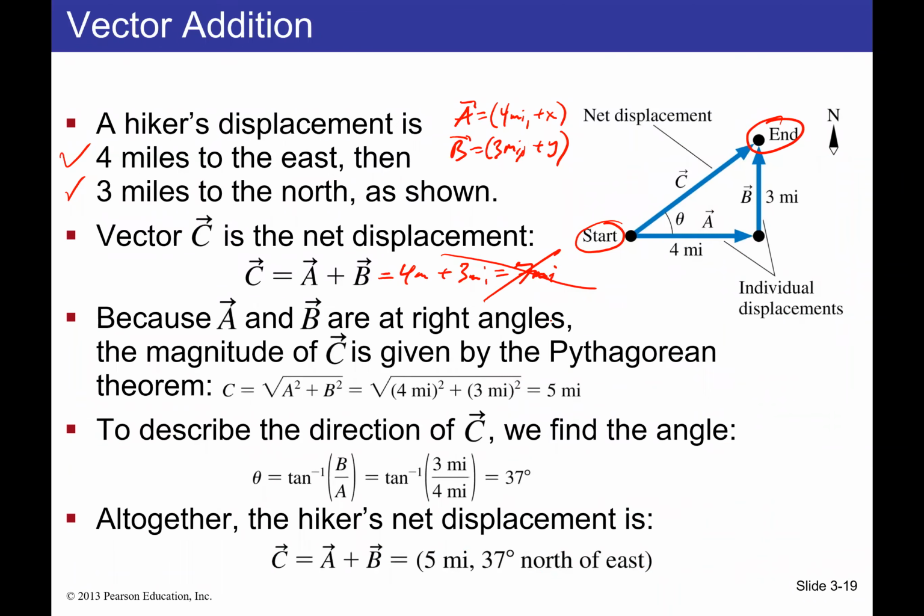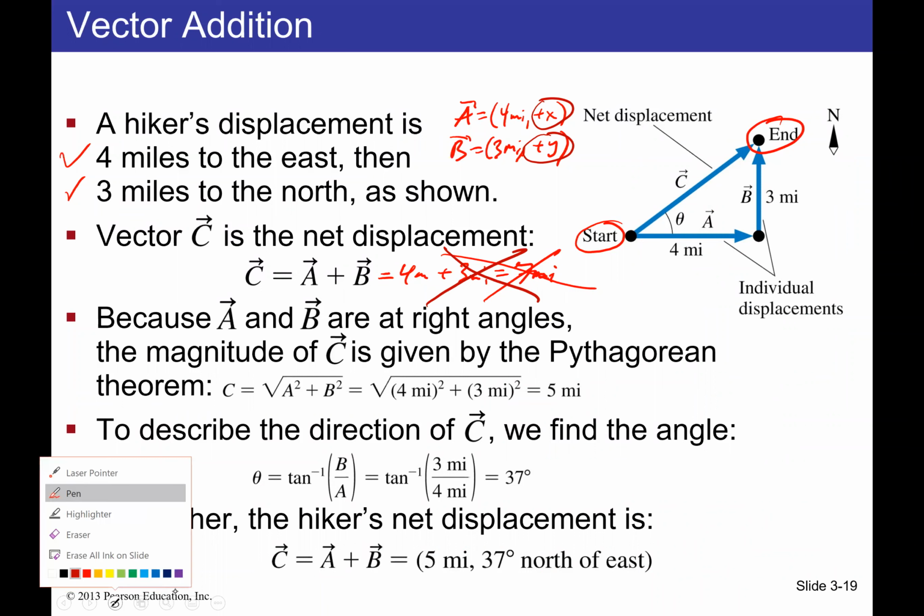In this particular example, A is in the positive x direction, B is in the positive y direction. So I cannot add them together anymore because it's like apples and oranges. A is apples, B is oranges, right? So I cannot add them together algebraically. Just directly adding them together doesn't work anymore.